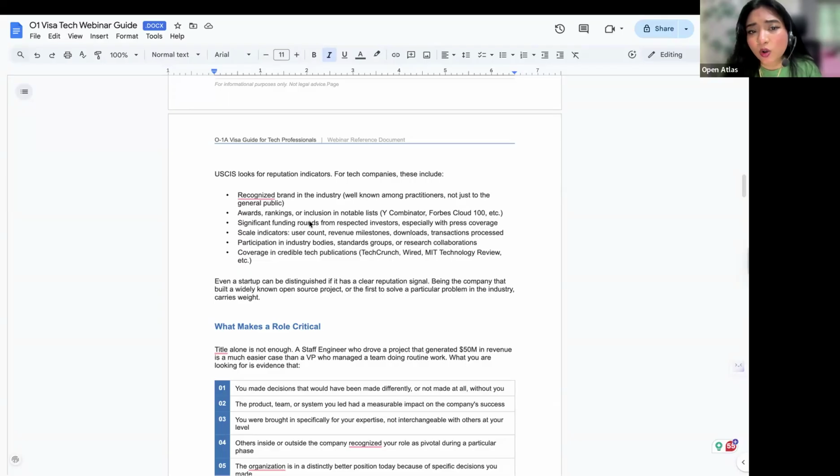Awards, rankings, or inclusion in notable lists, Y Combinator, Forbes, Cloud 100, etc. It's just a very high level example, but it does not mean that it has to come across only these. It can be something else according to the segment or field of expertise. Significant funding rounds from respected investors, especially with press coverage. Scale indicators: user count, revenue milestones, downloads, transactions processed. Participation in industry bodies, standards groups, or research collaborations.